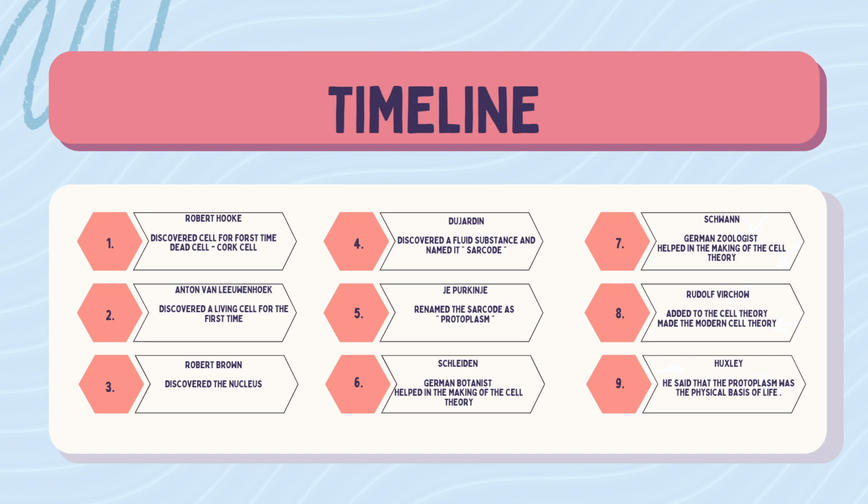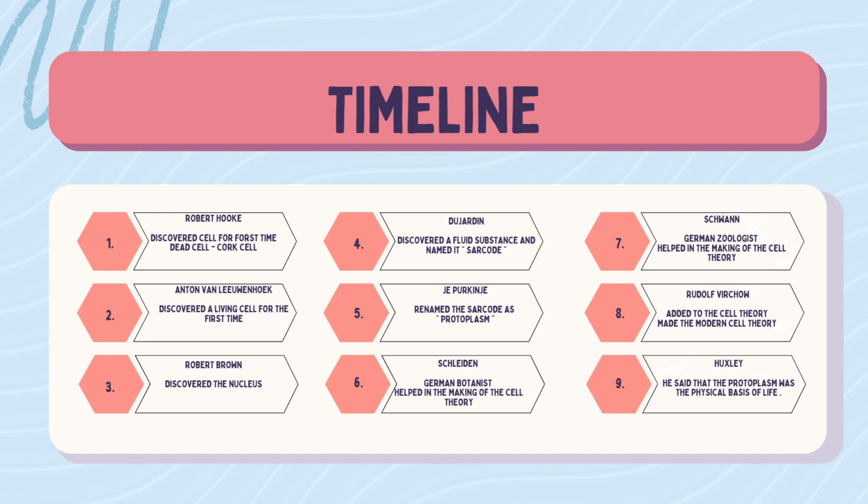Then in 1855, Rudolf Virchow added to the cell theory, which was made by Schleiden and Schwann in the year 1839. So the cell theory with his added points is known as the modern cell theory. Lastly, we have Huxley, who added to the point about protoplasm again. He named protoplasm as the physical basis of life. This was in the year 1868.